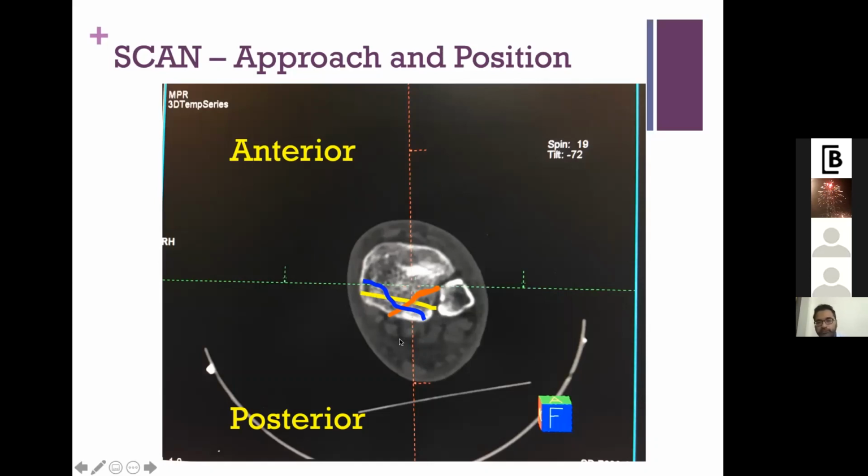So if you understand your fracture pattern better, you can do planning, and the same planning should be taken into the OT, and you should perform the surgery as you thought before the surgery.